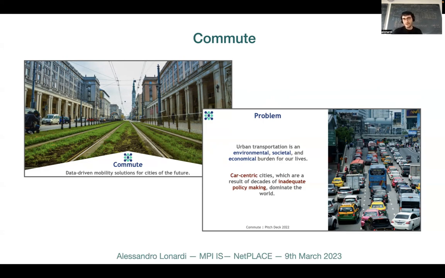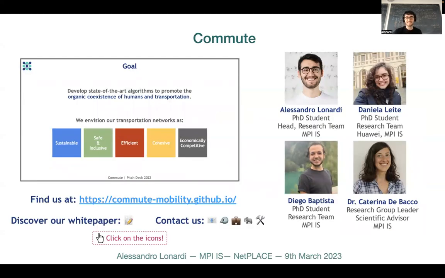It's basically the idea of using results from scientific research, whether it's our research or research of other people in urban transportation, and translating it into policies for policymakers, so for the people who actually decide the urban planning of cities. This is the idea, because currently there is a big missing gap. The people collaborating in this project are the ones that you see there on the right: Daniela, Diego, and my advisor Caterina.